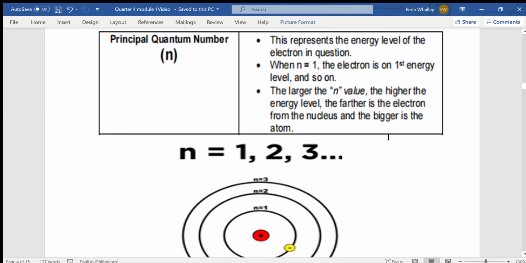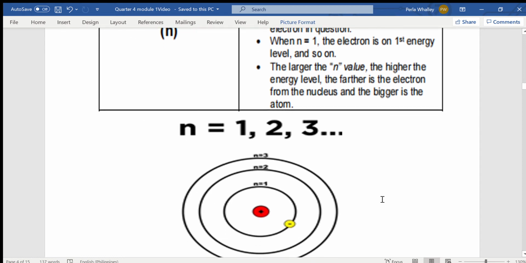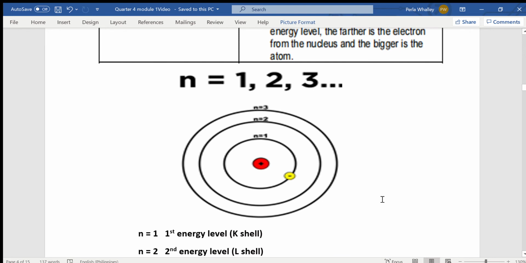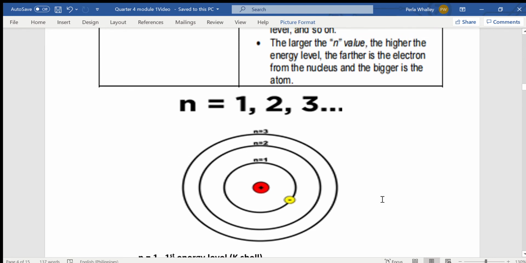So first, the principal quantum number with a symbol of small letter n. This represents the energy level of the electron. When n is equal to 1, the electron is on the first energy level. The farther the electron from the nucleus, the bigger is the atom and the larger is the n value.